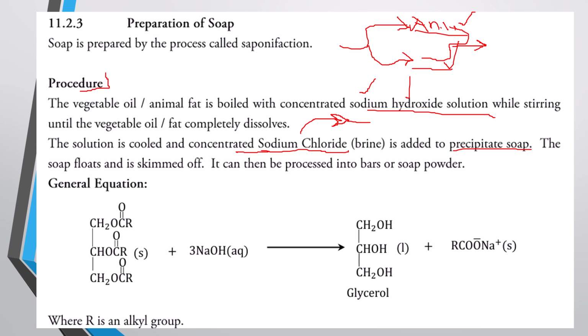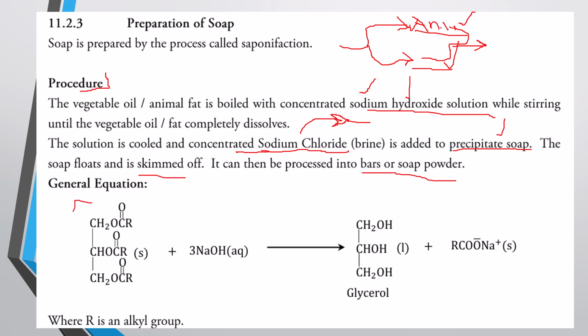So after dissolving your animal fat or vegetable oil with concentrated sodium hydroxide solution, we add brine, or concentrated sodium chloride solution, and this is done to precipitate our soap. After the soap precipitates, it's going to float and be skimmed off. The skimmed off product can be processed into bars or soap powder, any form that you want.